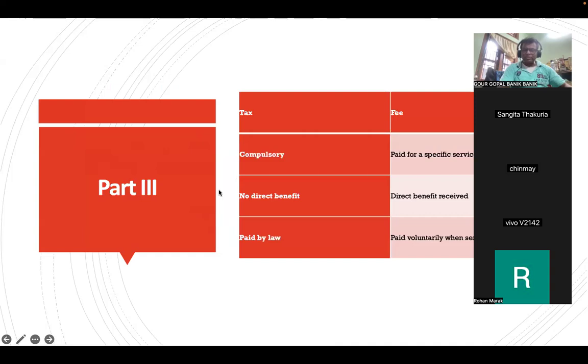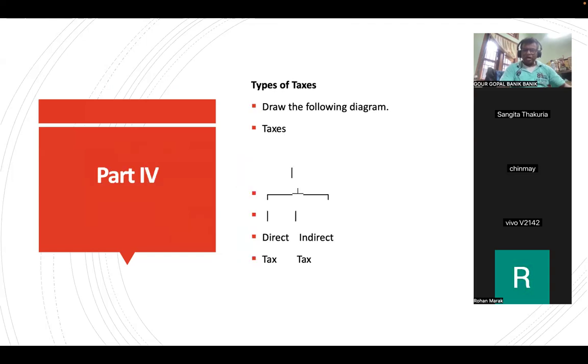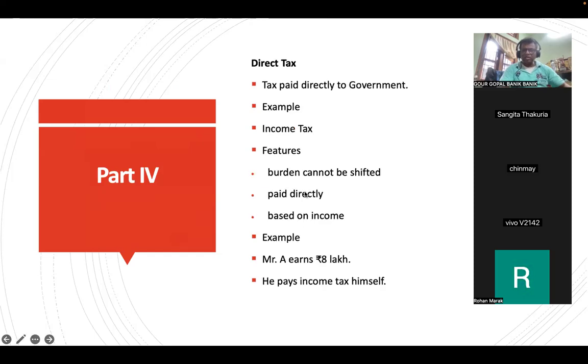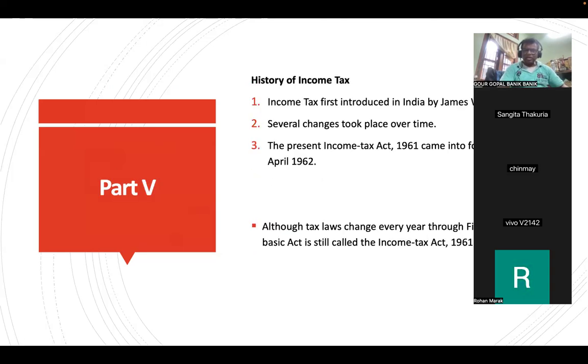Just listen, a quick revision in one minute. The difference between tax and fees. I have explained what is tax, what is direct tax, and what is indirect tax. I explained incidence and impact, and you enjoyed the concept of defining direct and indirect tax. I gave you examples of direct and indirect taxes.